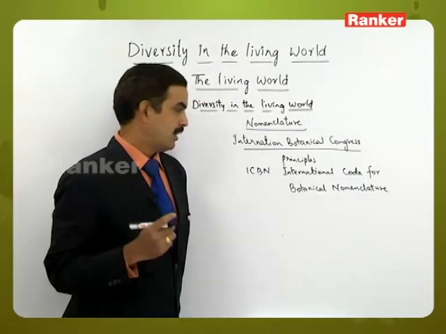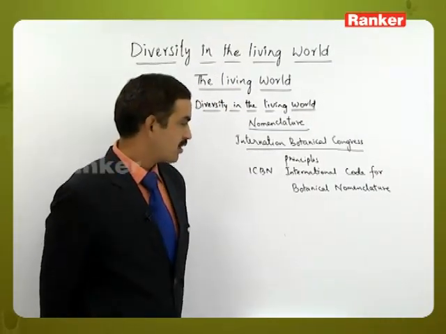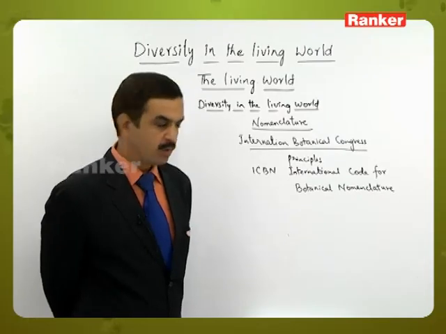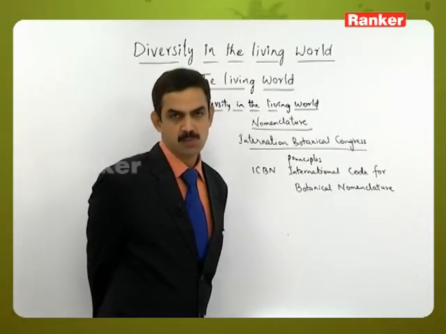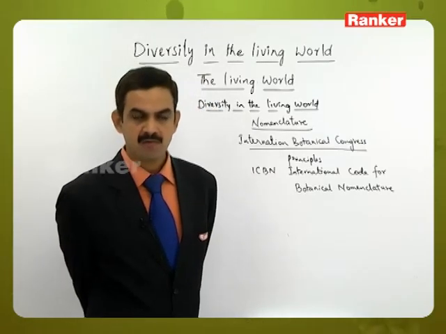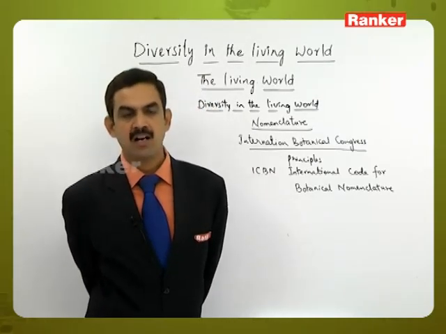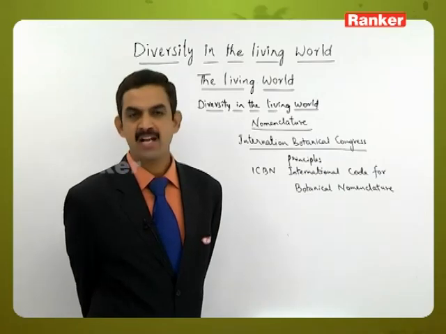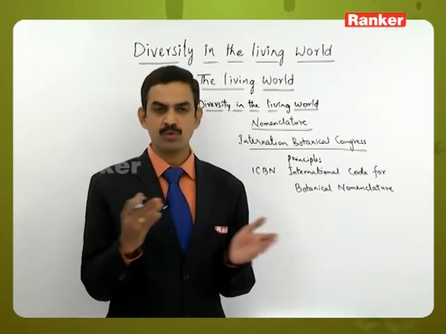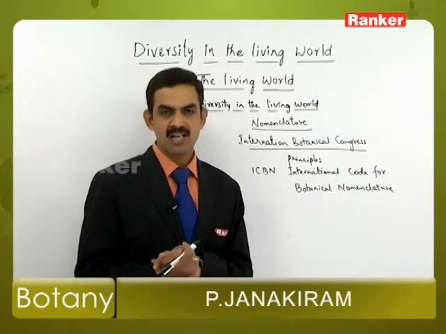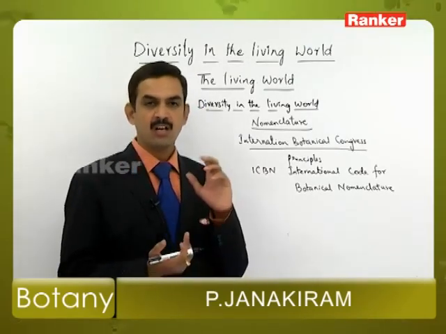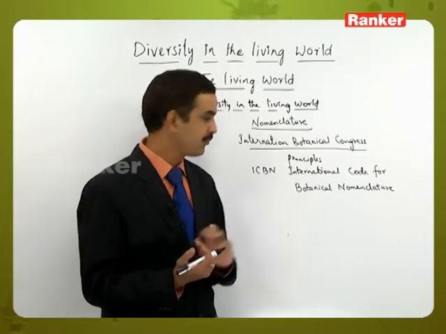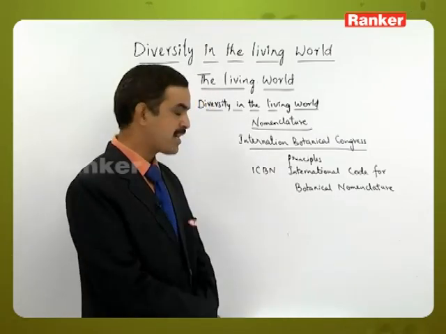So here these principles are framed in the form of ICBN rules. This is called the International Code for Botanical Nomenclature, where initially the principles were proposed, and thereafter every 5 to 10 years the Congress is held, where the changes which are taking place in the due course of time will be discussed, and if there is any possibility of change, they implement the changes in these principles.